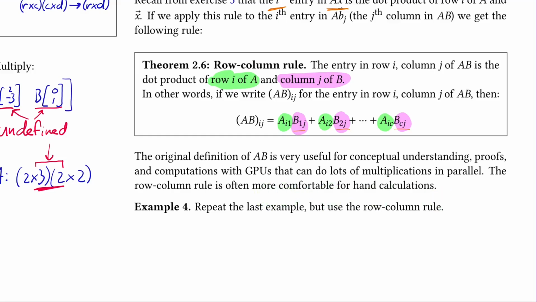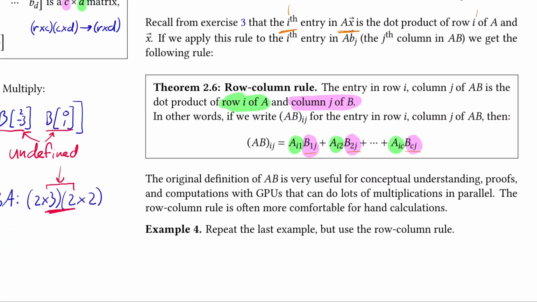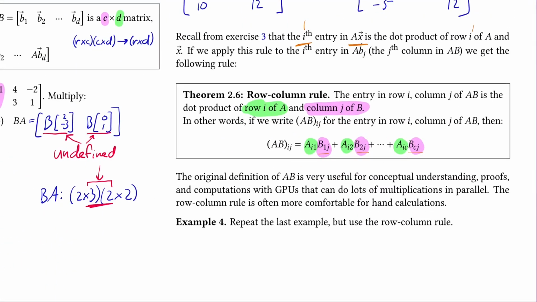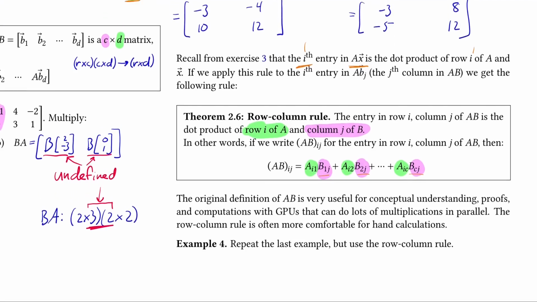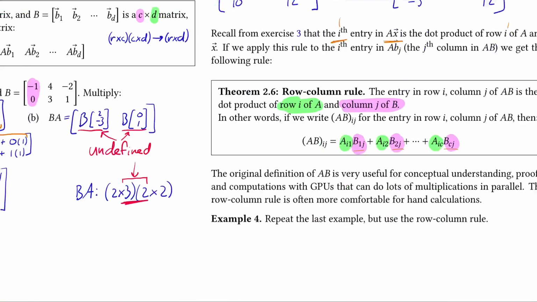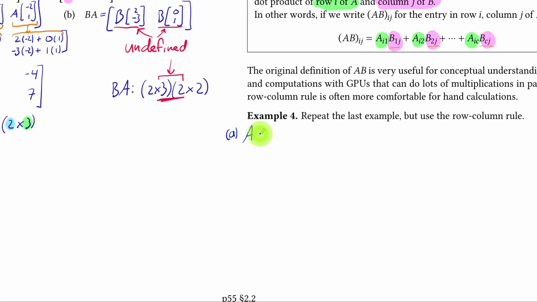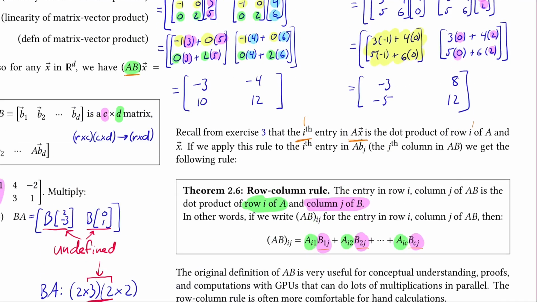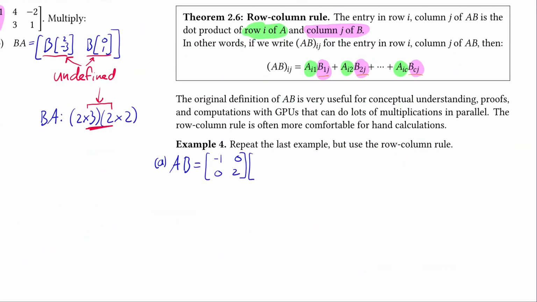Now, I think I already kind of did it, but let's just look at the last example and show how we're using the row column rule. So for AB here, A is -1, 0, 0, 2, and we're multiplying that by 3, 5, 4, 6.